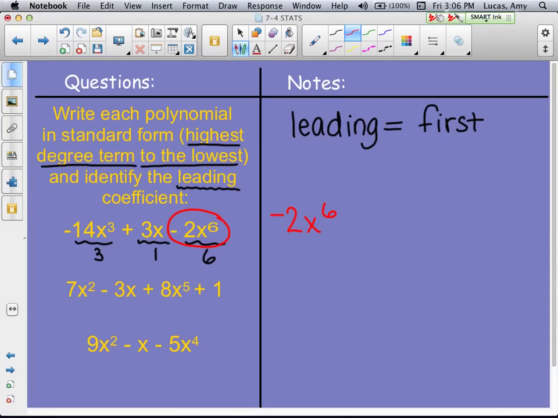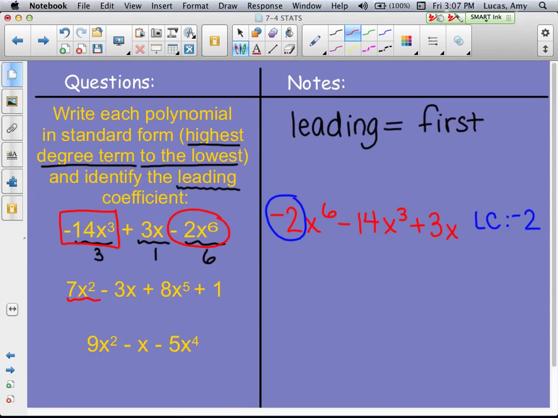Now my second highest degree is going to be the one with the 3. So next I have minus 14x to the 3rd. And then last but not least, plus 3x. The leading coefficient is the coefficient on the first term. So my leading coefficient is negative 2. The coefficient on the first term. So it's what we started out with.